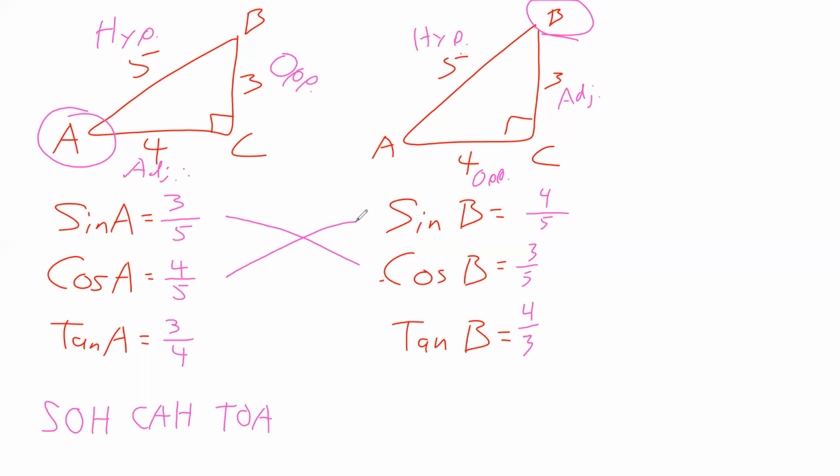Sine of B. Now, tangent A and tangent B, they're not equal. But what do we call those? The flip. What do we call it when we flip a fraction? Reciprocal, yeah. So right, those two are reciprocals of one another. This happened because in the same triangle, the adjacent and the opposite sides are going to switch whenever you have the opposite angle, right?